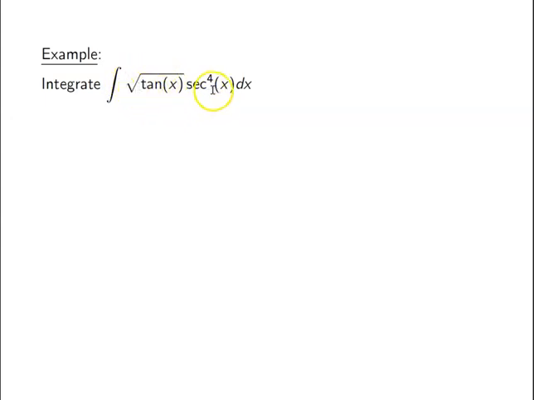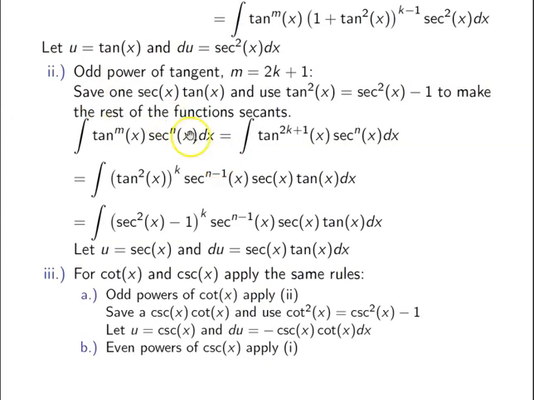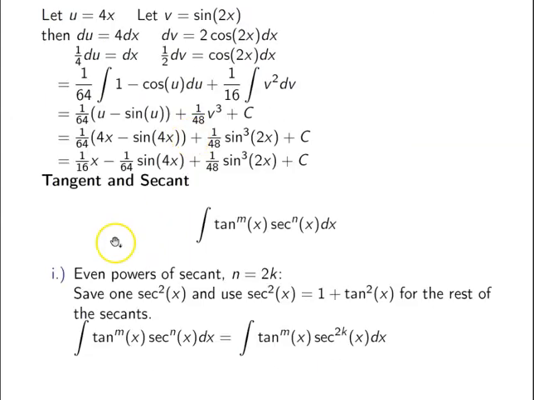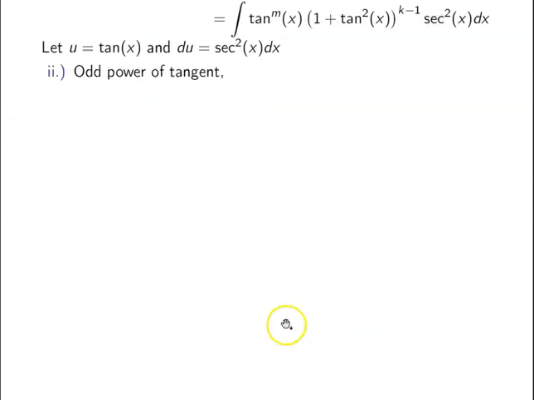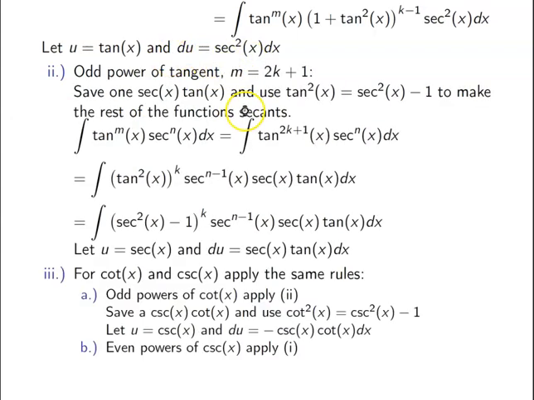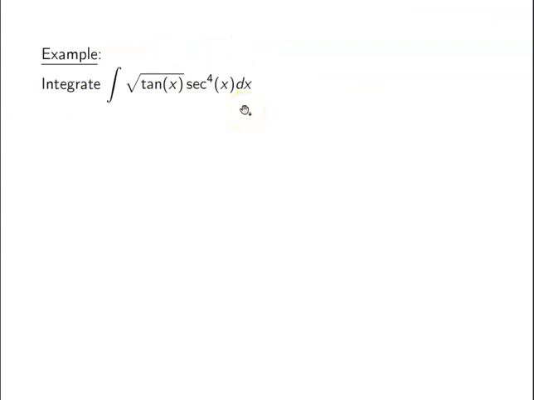But my secant is, right? My secant is up here. It's even powers of secant. So this is what we'll use. I'm gonna save 1 secant, okay? The other one that's left, in my case, there's only 2. I'm gonna use the substitution, 1 plus tan squared of x. And I will let u be the tangents and plug in my derivative. Oops. So I have tan to the 1/2, right?